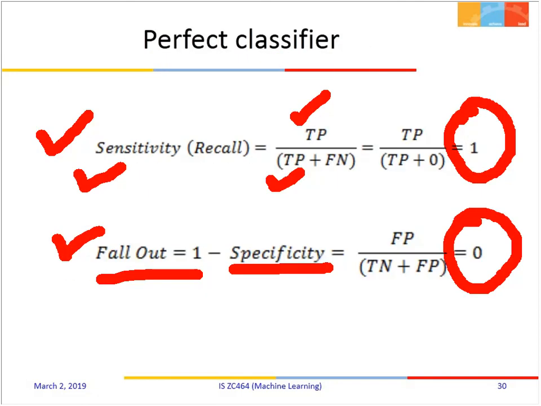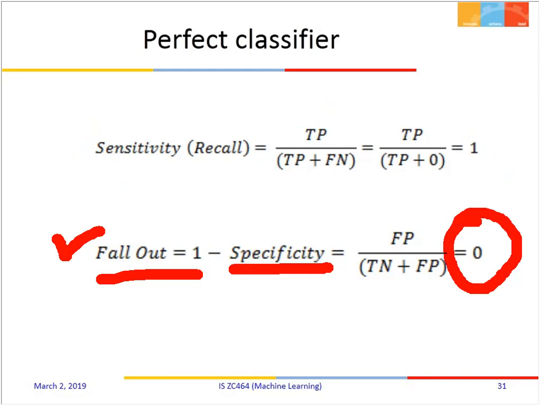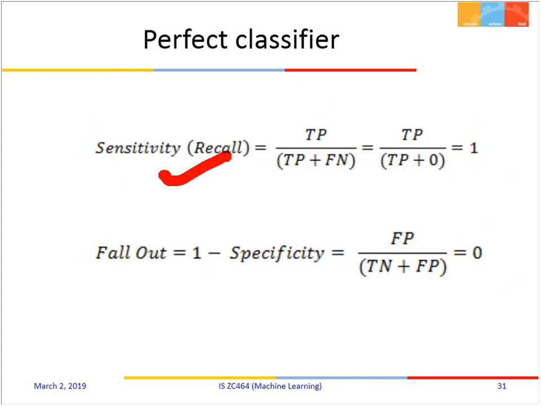Right? So I am coming here. TP divided by TP plus FN. This is what is sensitivity, and this is going to be 1 in case of FN being 0. And fallout is 1 minus specificity, not the specificity.